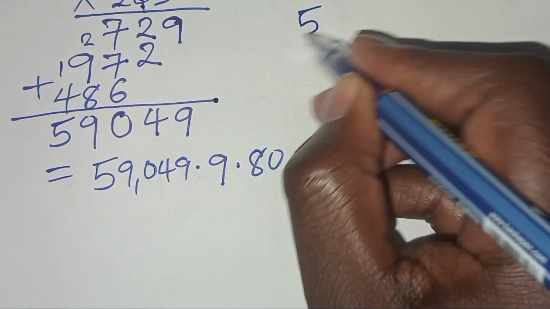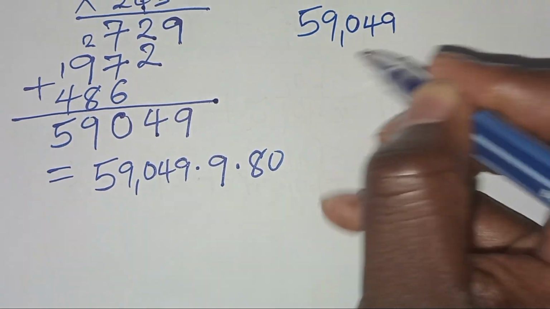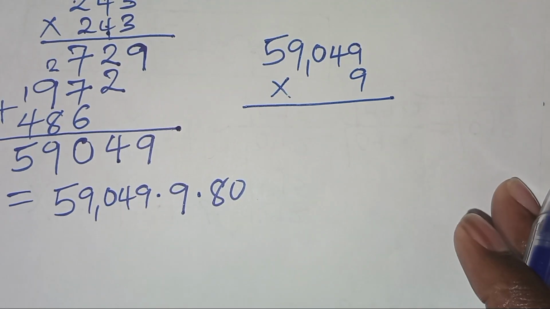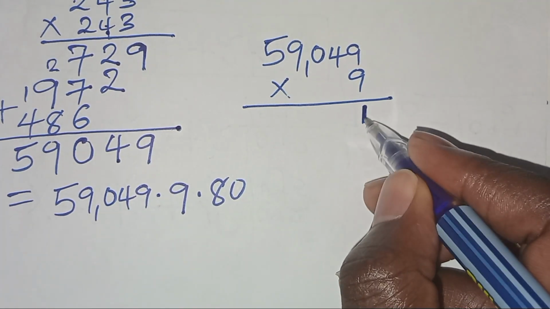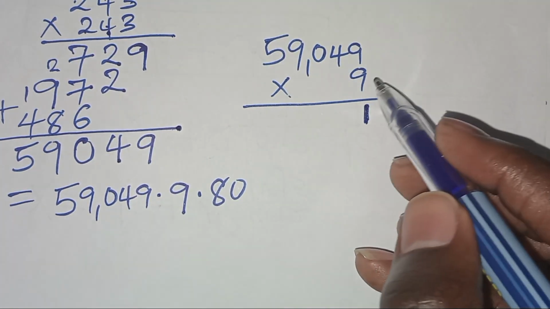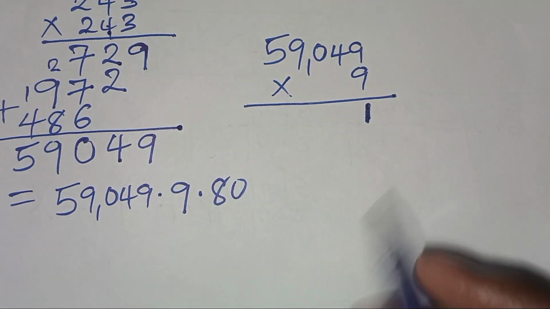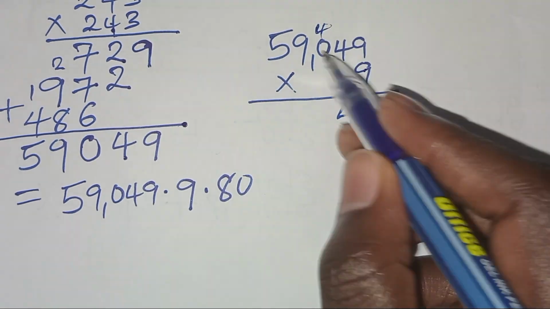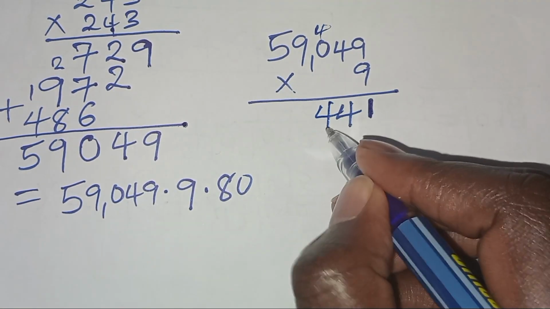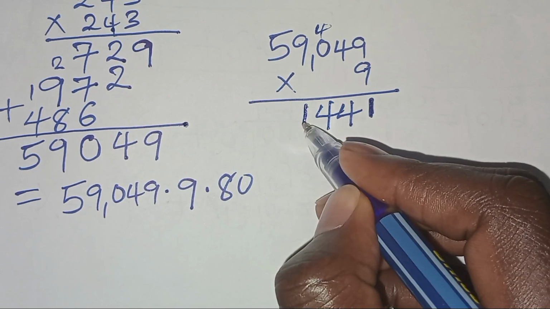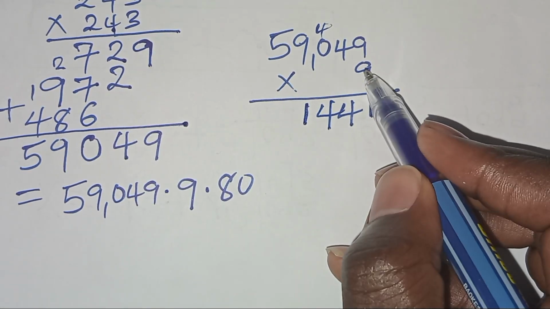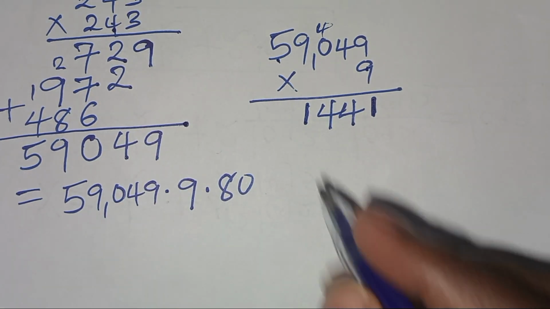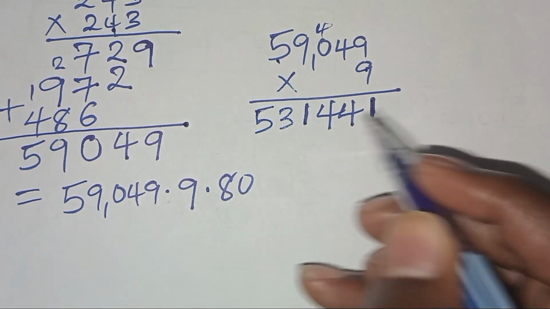Here we'll have 59,049 multiplied by 9. So this is 9 times 9. This is 81. Carry 8. Then here we have 9 times 4, which is 36 plus 8, which is 44. So 4. Carry 4. Then we have 9 times 0, 0 plus 4. This is 4. Then 9 times 9. This is 81. So 1 carry 8. Then 9 times 5. This is 45. 45 plus 8. This is equal to 53.